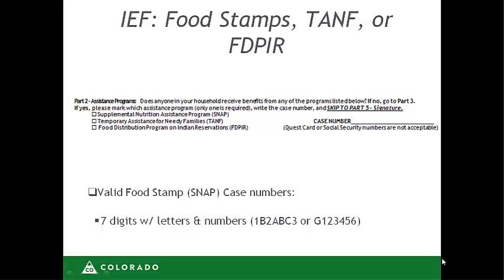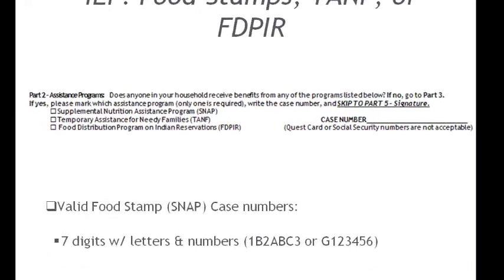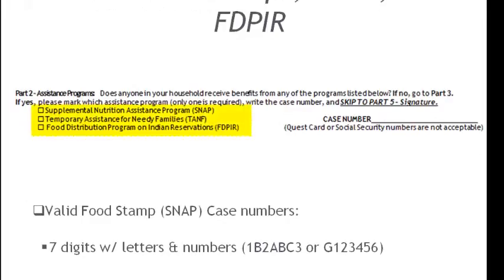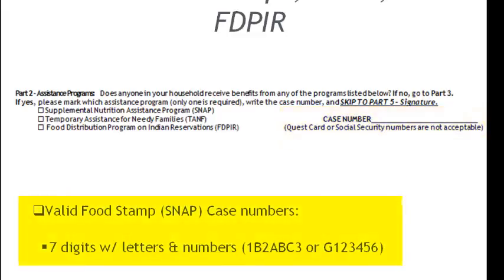Part 2, Assistance Programs. If anyone in the household receives benefits from SNAP, formerly known as food stamps, TANF, or FDPIR, the children on that IEF qualify in the free category. You must have the case number for this to be valid. Valid SNAP and TANF case numbers are 7 alphanumeric codes. Typically, these case numbers begin with 1, B, or G.